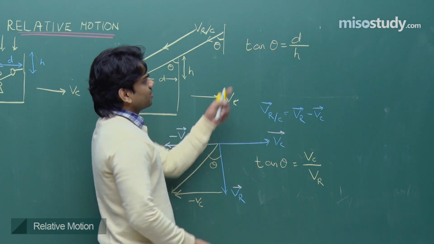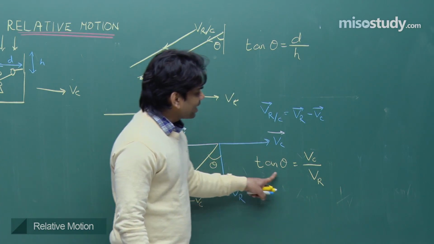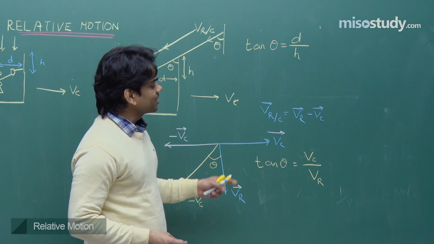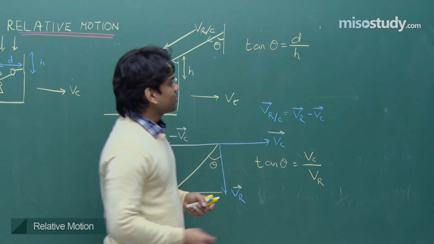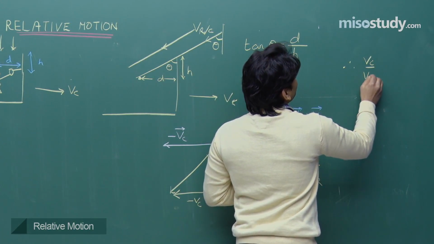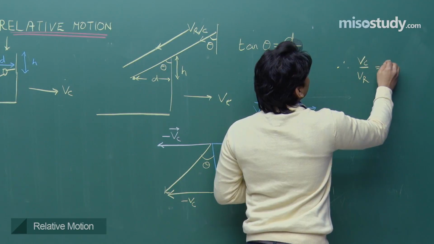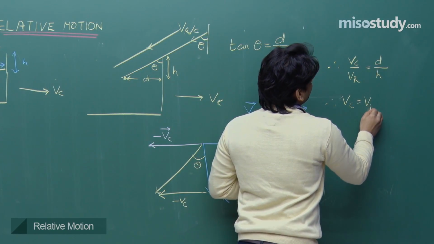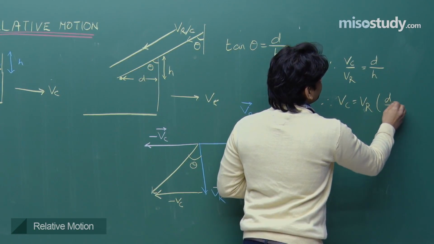We got here tan theta was given as d by h, and tan theta is equal to Vc by Vr. We can equate both of them and we will get the relation of Vc and Vr. So, equating both, Vc upon Vr can be written as d by h. Therefore Vc comes out to be Vr into d by h.